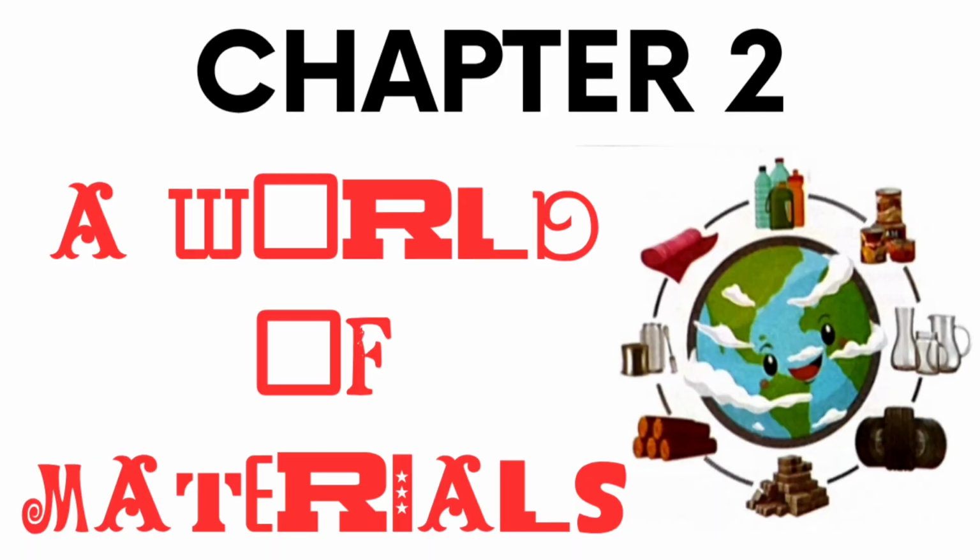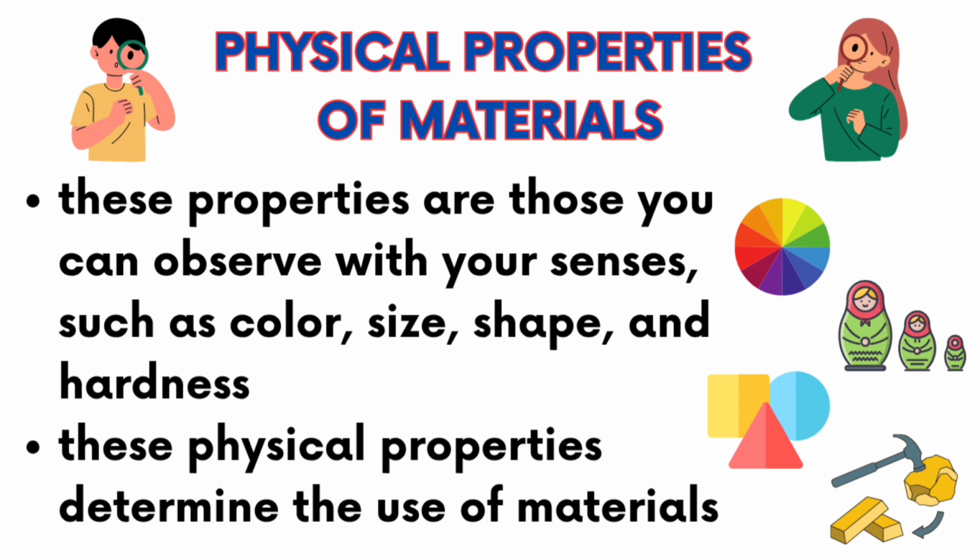Chapter 2: A World of Materials. In an earlier grade level, you learned about the physical properties of materials. These properties are those that you can observe with your senses, such as color, size, shape, and hardness. These physical properties determine the use of materials.